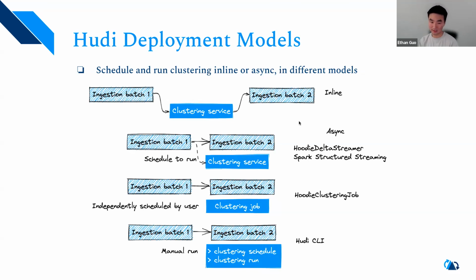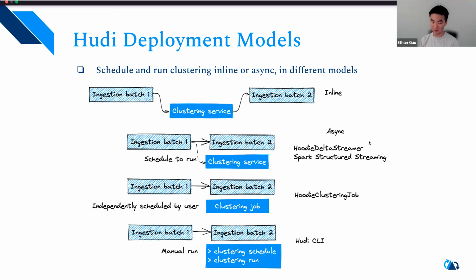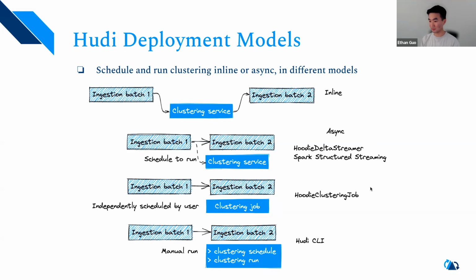So we provide this async clustering service in Hudi Streamer. It's scheduled to run async automatically. Similarly for Spark Structured Streaming, that's the same model. Or for some tables, the clustering can take a lot of compute resources, as you mentioned. Then the ingestion writer will just do the scheduling. There can be another independent Hudi clustering job scheduled by the user to actually execute the clustering independently. That does not affect ingestion. Or even better, you can manually run the clustering using Hudi CLI. That's another flexibility we provide.